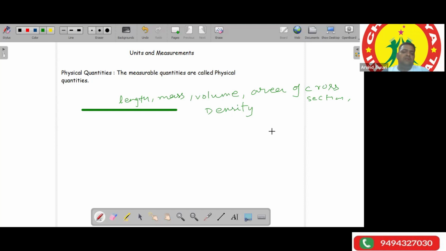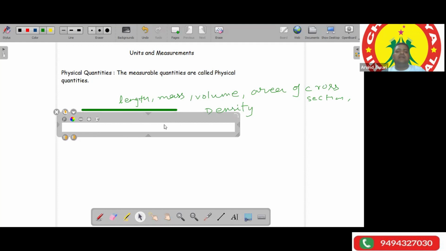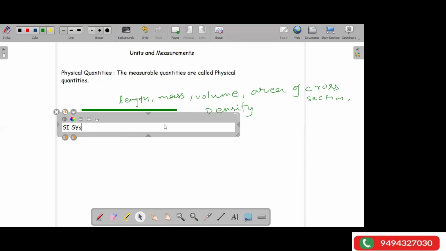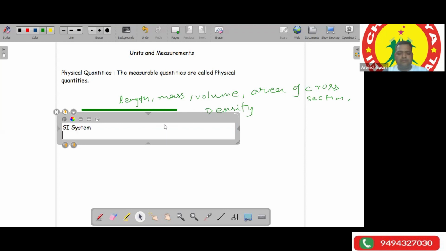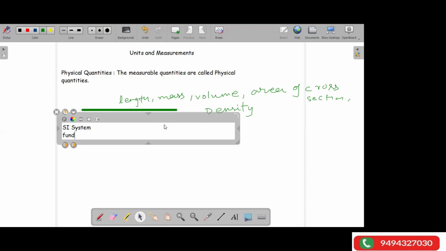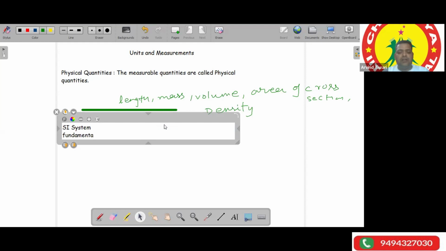Now, out of all these physical quantities, the SI system of units has introduced seven fundamental quantities. So can anyone name the seven fundamental quantities? Length and mass. Volume? No, not volume. Volume is not a fundamental quantity.